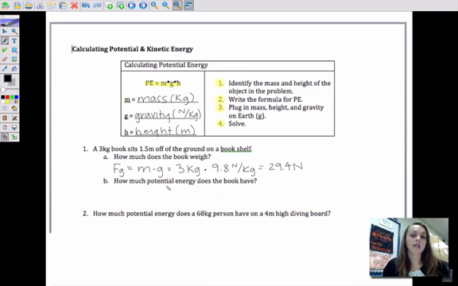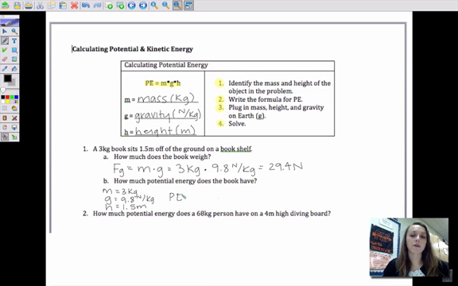Then we segue into potential energy. So I have M, and I have G, and I have H. So I wrote down my variable chart. I have 3 kilograms as my mass, 9.8 newtons per kilogram as my gravitational pull, and 1.5 meters as my height. So I've identified the mass and the height in the problem.